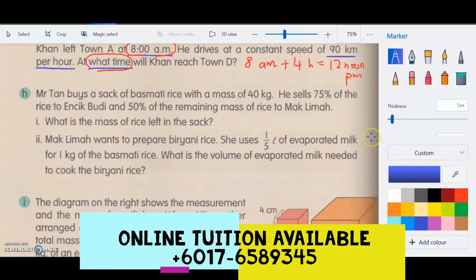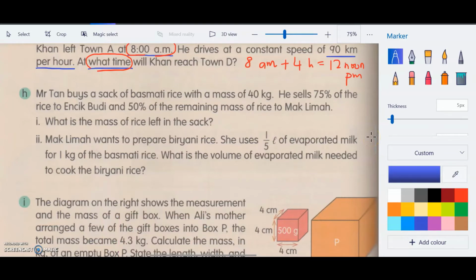Okay, let's look at H. Mr. Tan buys a sack of basmati rice with a mass of 40 kilograms. He sells 75% to Encik Budi. Okay, so at first, the full percentage is 100%. The original amount of rice that he has, 100%. He sells 75%, so it becomes less. So you minus 75% first. So after he sells 75%, he only has 25% left.